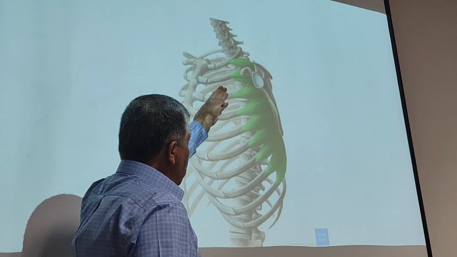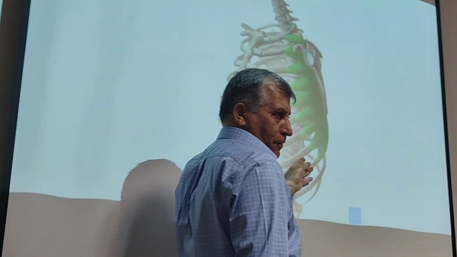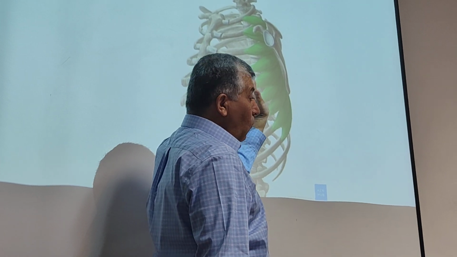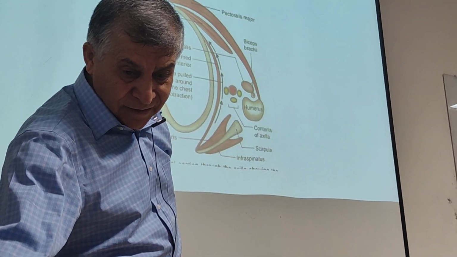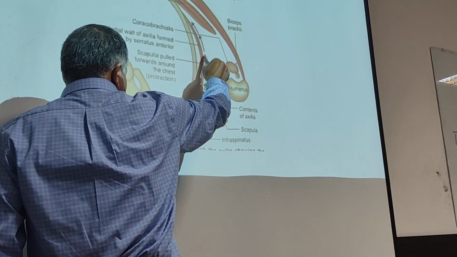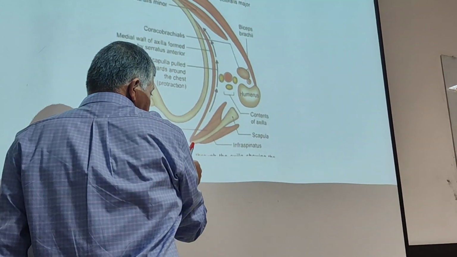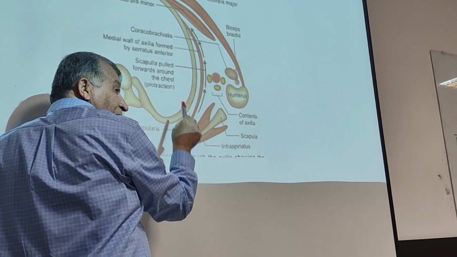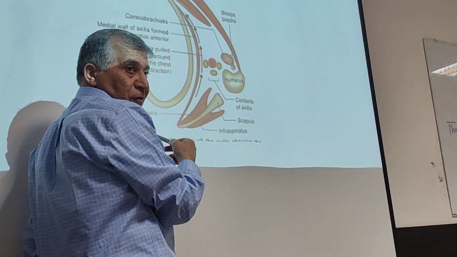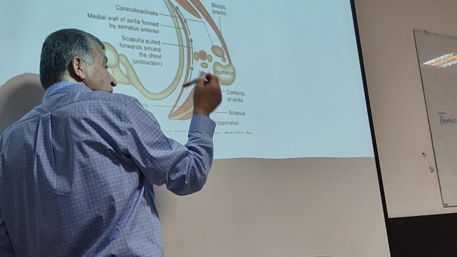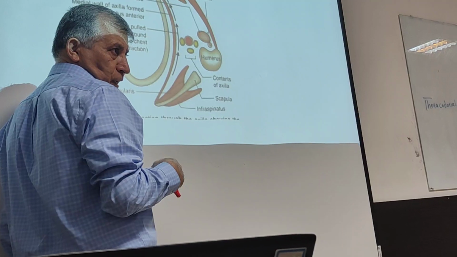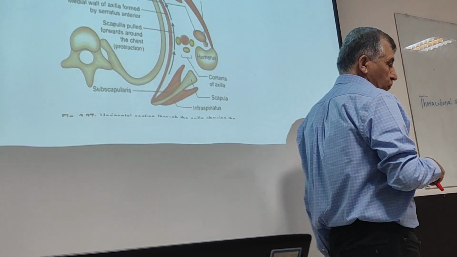The serratus anterior originates from the upper 8 ribs, moves posteriorly, and inserts to the medial border of the scapula, but on the anterior surface. The rhomboids insert to the posterior surface of the medial border, while serratus anterior inserts to the anterior surface of the medial border of the scapula. Okay?